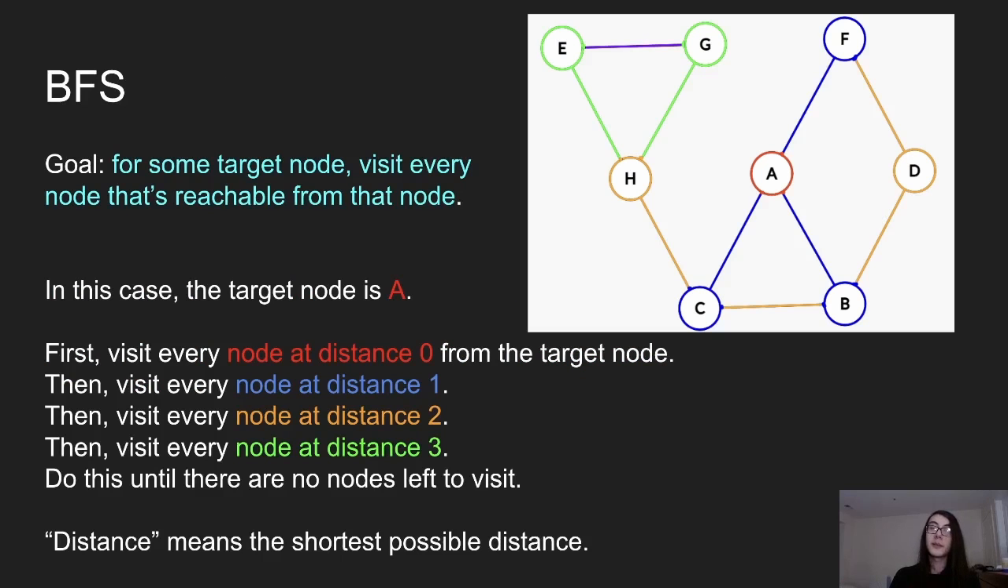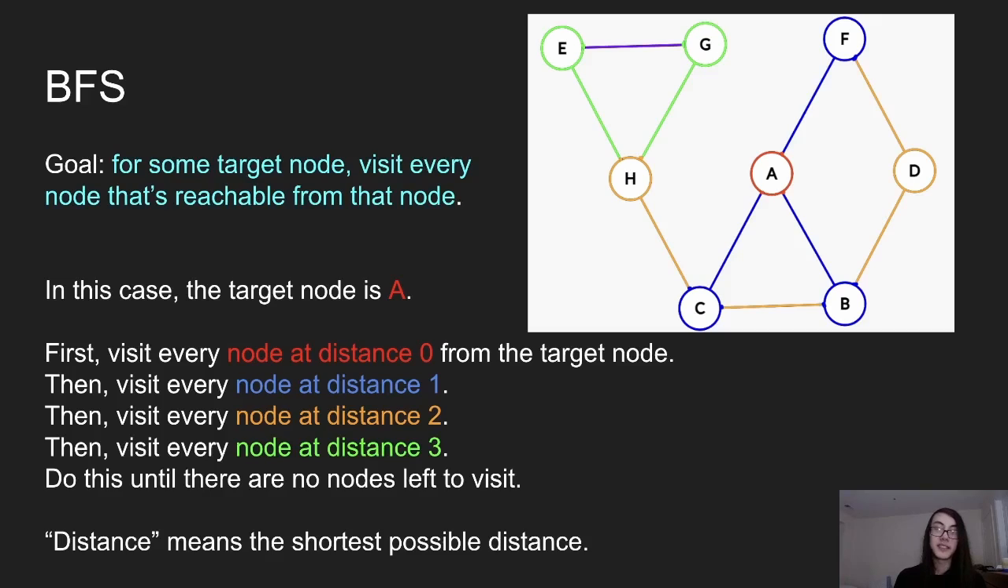Let's start with the more powerful one because this does not require recursion, so we're still in the territory of no prerequisites. Again, the point of this is to pick a target node and visit all the nodes that are reachable from that target node, or in the undirected case, all the nodes that are connected. So here's the gist. First, we visit all nodes that are distance 0 from the target node, which is just the target node itself. There's no other node that's distance 0. Then we visit all nodes at distance 1. Then we visit all nodes at distance 2. Then we visit all nodes at distance 3, etc. Until there are no nodes left to visit. And that's it. That's BFS.